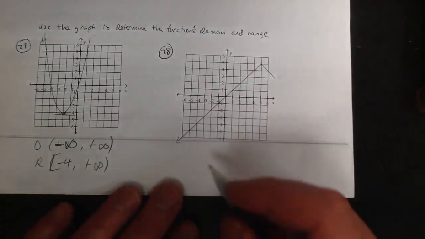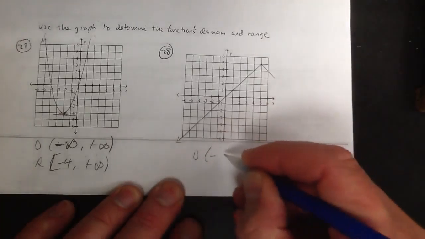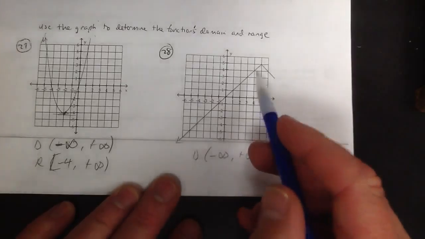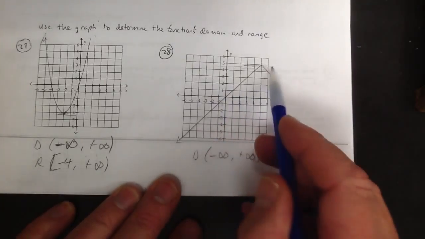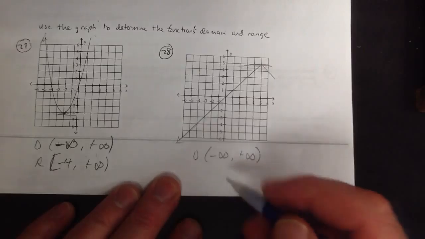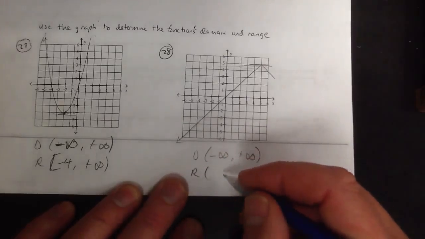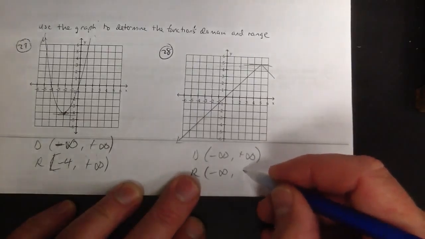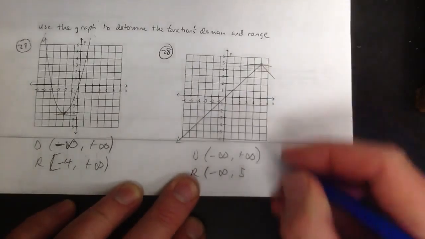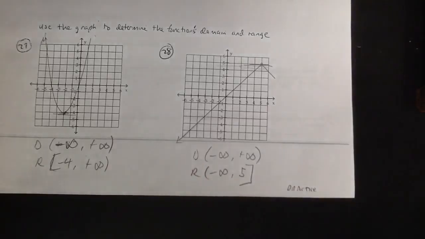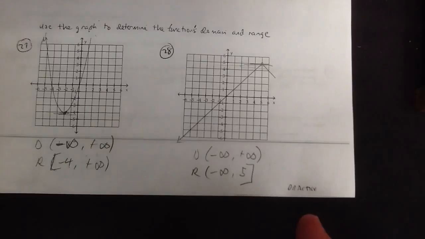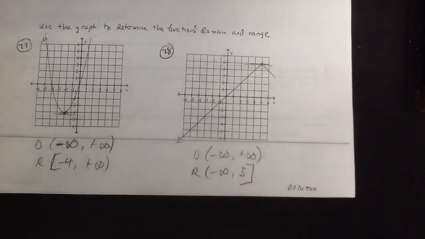Okay, what are we going to do about this? Again, domain, all reals. Range: this time my graph has a top to it. It never goes higher than 5. So the range is negative infinity all the way to the top of 5. And it actually includes that point, so I'm going to put a bracket. Okay, that's it. You master this practice test, you will master the regular test.